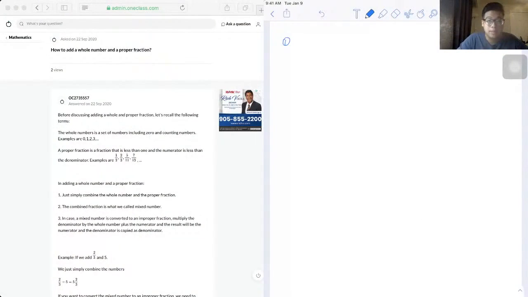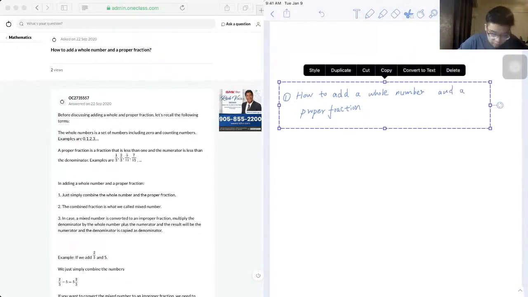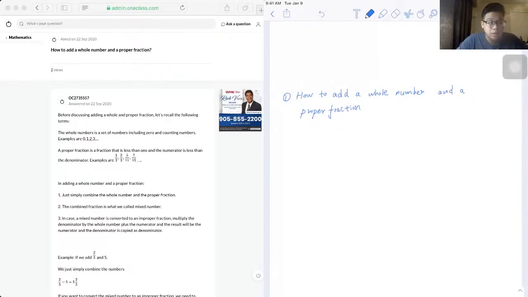So the first question is asking us how to add a whole number and a proper fraction. Okay. So before actually talking about this question, let's first define what whole numbers are and what a proper fraction is.